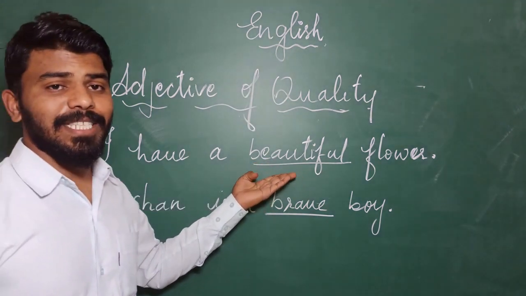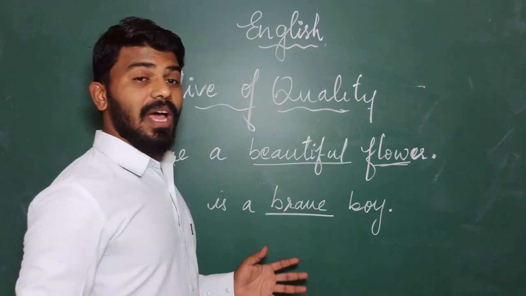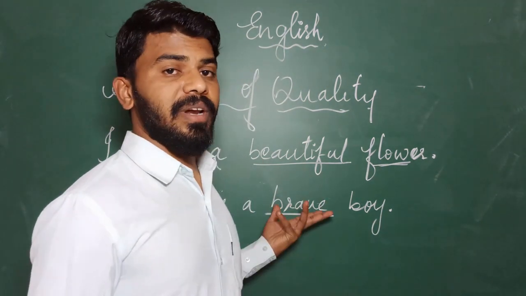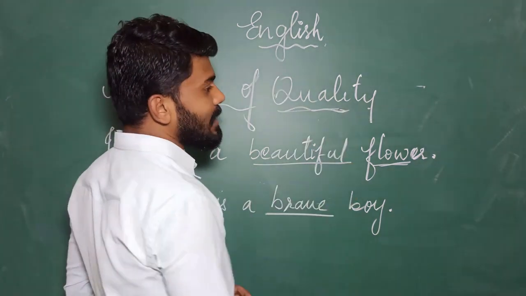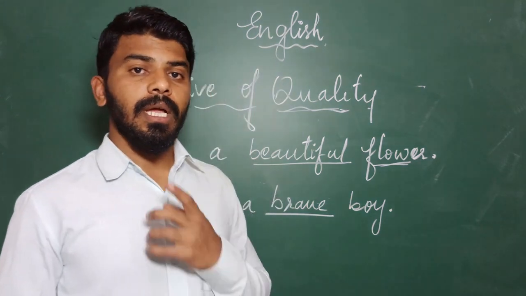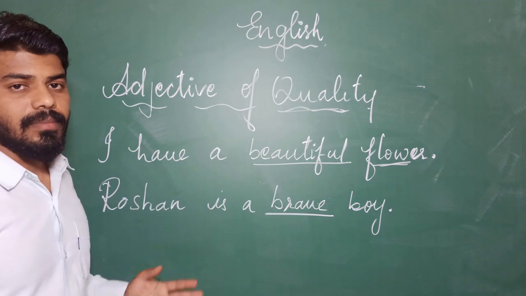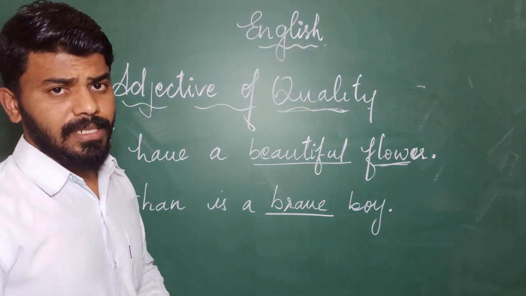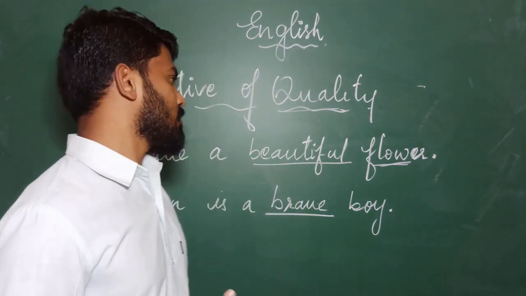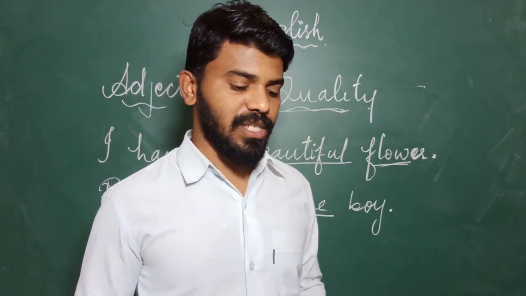So what does this beautiful tell? It tells about the flower. What kind of a flower is it? It is a beautiful flower. What kind of a boy? He is a brave boy. So the adjective of quality tells what kind and what is the quality of a noun. Do you understand? Okay. So adjective of quality talks about the kind or the quality of a noun.